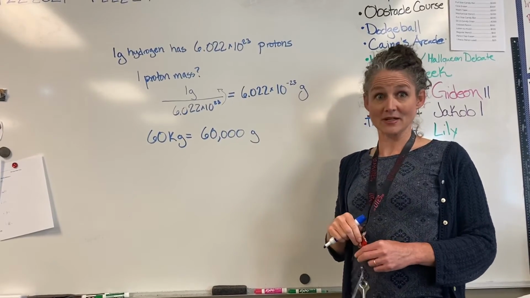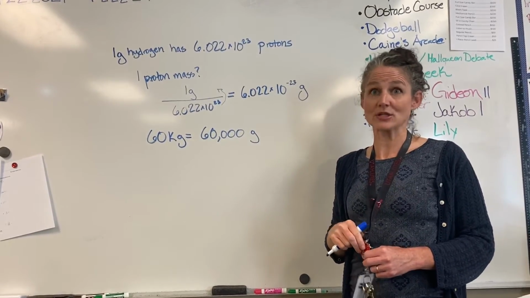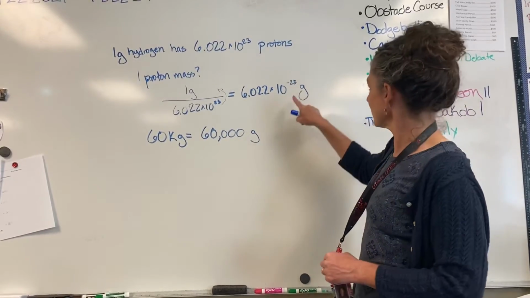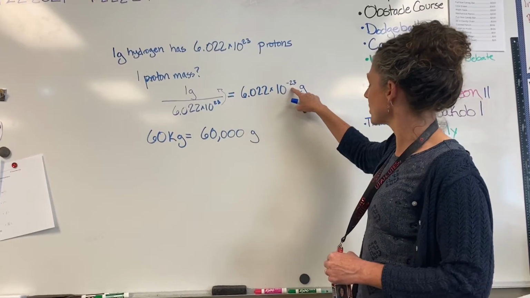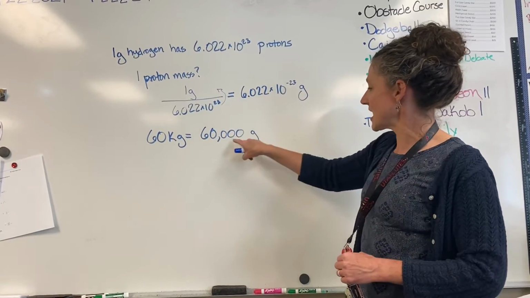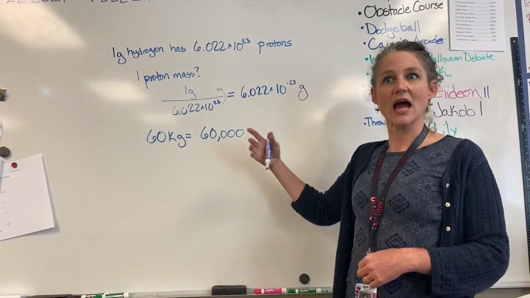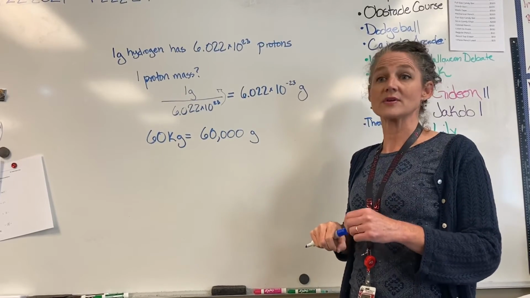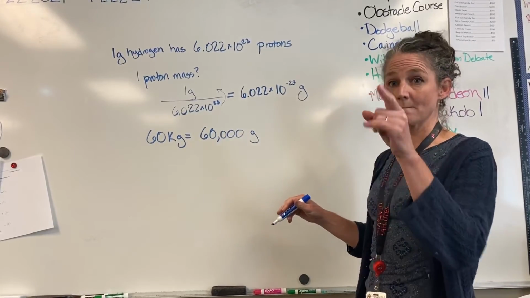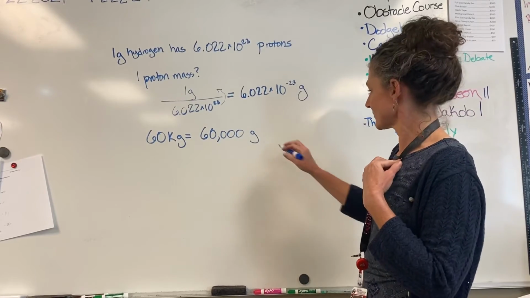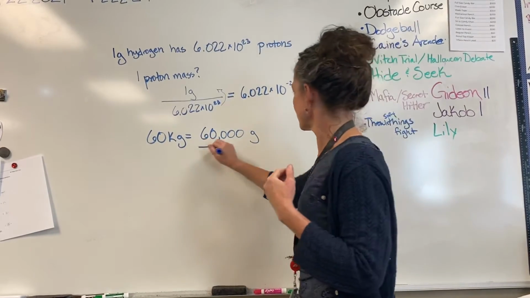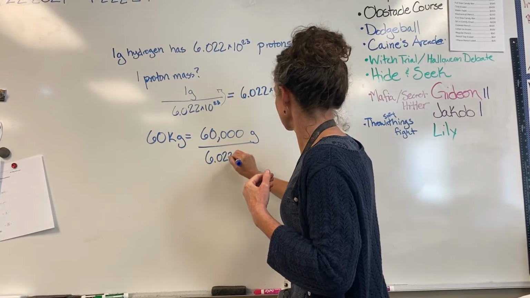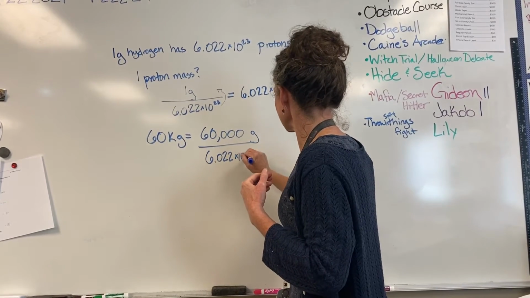Is it gonna be a big number? Yes. It's gonna be like an absolutely enormous number. And actually we can do it quite easily. If 1 proton weighs this much and I have this much weight, how do I figure out how many protons there are? I would divide. Divide what by what? By 6.022 times 10 to the negative 23rd.